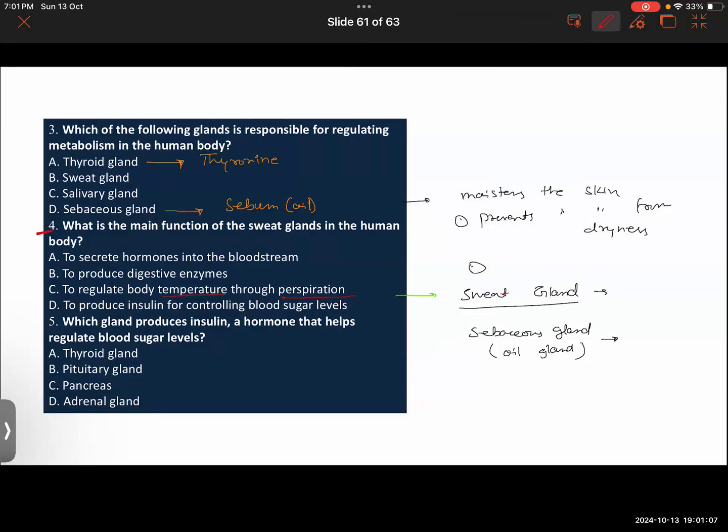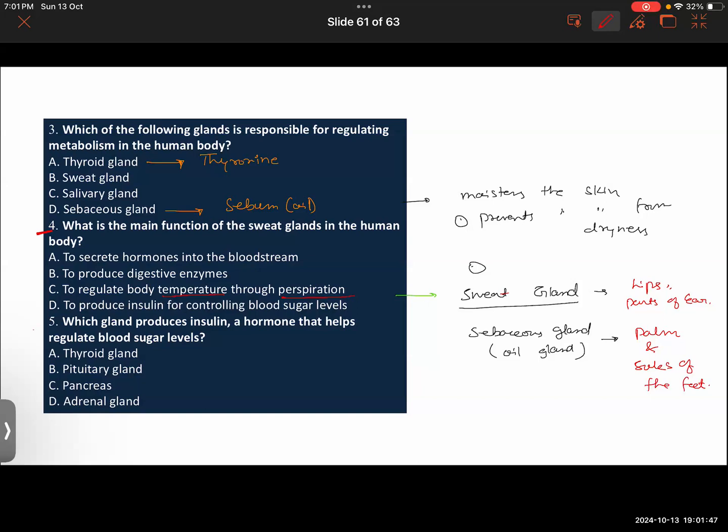Is there a particular body part? For example, the sweat gland is absent on the lips. Plus, it is absent in parts of the ear also. If you talk about the oil gland, it is absent on the palm and the sole of the feet. Getting it, guys? Yes, sir. Okay, continuing to the next question.